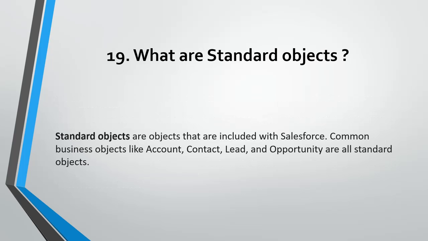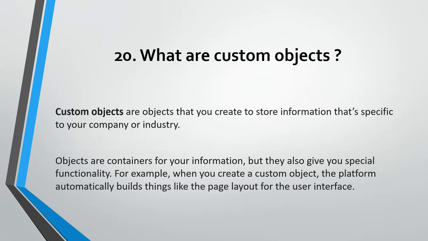What are standard objects? Standard objects are the objects that are included with Salesforce. Common business objects like account, contact, lead, opportunity are all standard objects that are provided by Salesforce. What are custom objects? Custom objects are those objects that you create to store information that is specific to your company or industry. Objects are containers for your information, but they also give you special functionality. For example, when you create a custom object, the platform automatically builds things like page layout for the user interface.